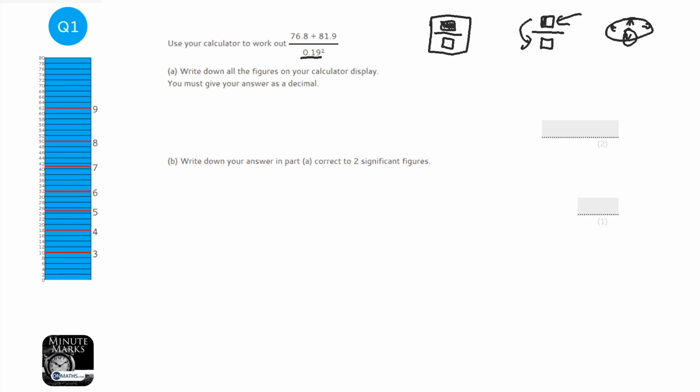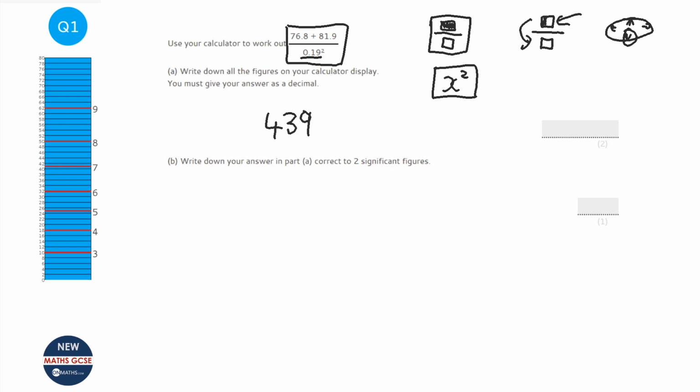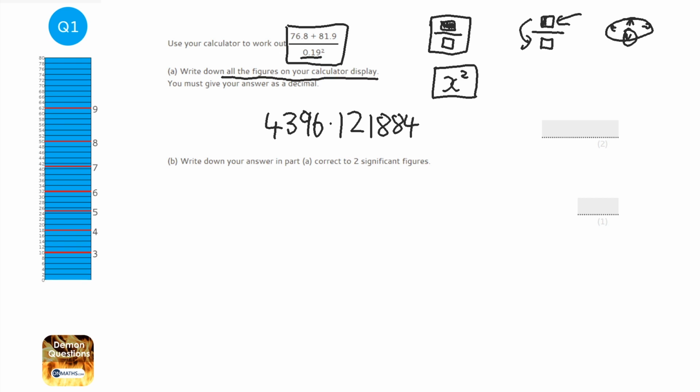Then to get the squared button, it's on like that. You just press that, and it looks exactly as it does in the question on the screen, so you know you've got it right. So you press equals, and mine comes up with 4396.121884. Now, it might be tempting to try and round that, but it says it wants all the figures, so just put them all in.